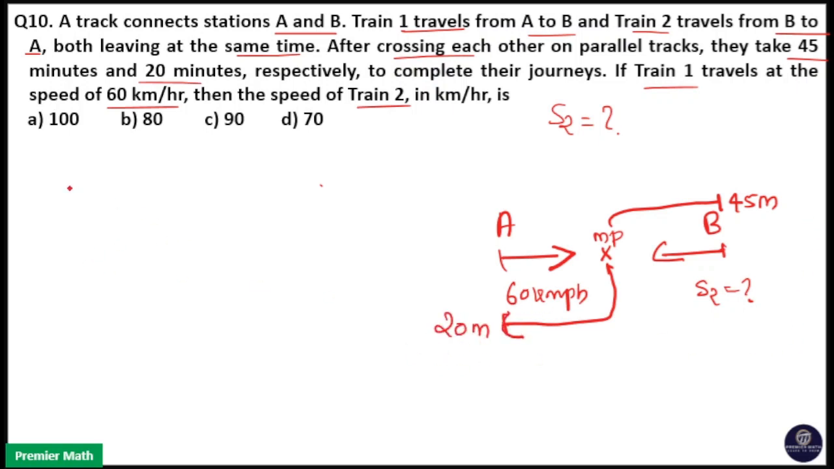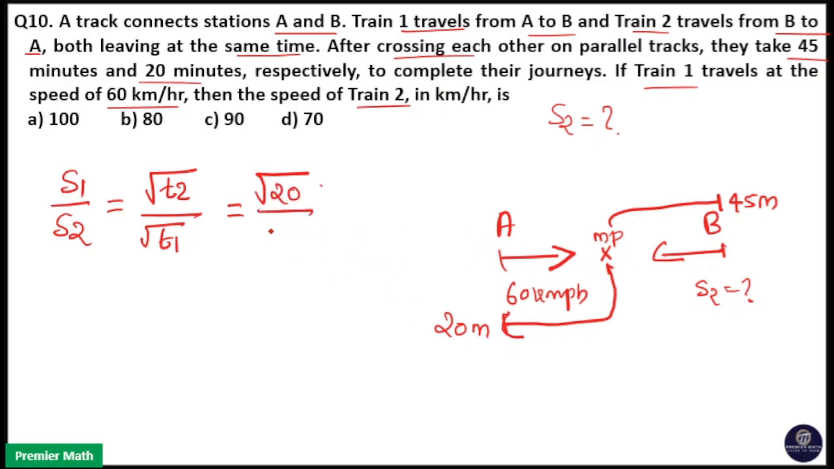In this case, you already know the speed of train 1 divided by the speed of train 2 is equal to the time taken by train 2 after the meeting point and the time taken by train 1 after the meeting point. That is equal to root of 20 divided by root of 45. Here, root 20 is equal to 5 into 4 and root 45 is equal to 9 into 5. That means 5 cancels, root 4 by root 9, that is 2:3. So the speed ratio of train 1 and 2 is 2:3.